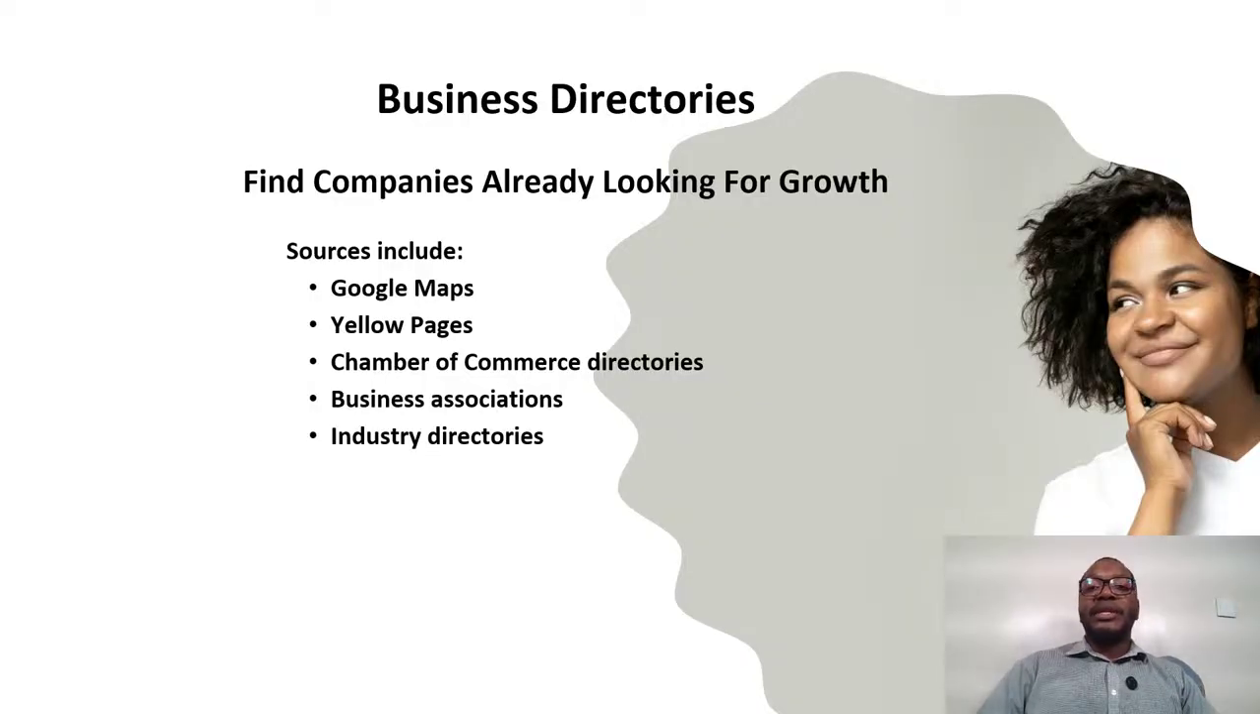Business directories find companies already looking for growth. So generally, what I usually say is, if an organization joins an association or is in a directory, it's a part of their marketing. They're in there to market, meaning they're looking for certain growth. Therefore, if you go into the right directories, you will be able to get people who are interested in your product or service. Now, find them on Google Maps, the Yellow Pages, Chamber of Commerce directories, business associations, and industry directories. And done. That's 100 prospects generated for your business. 2 days max. 2 days max if you're lazy. And we could get this done.